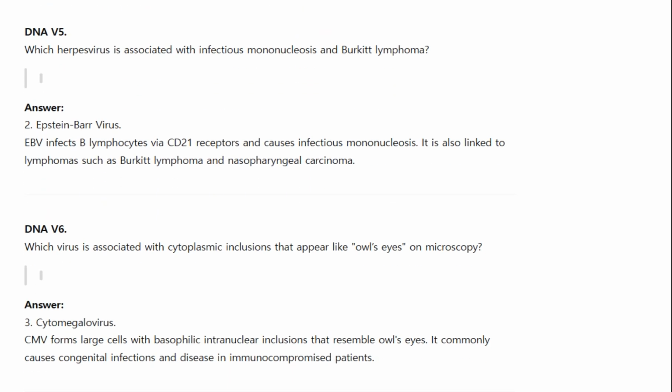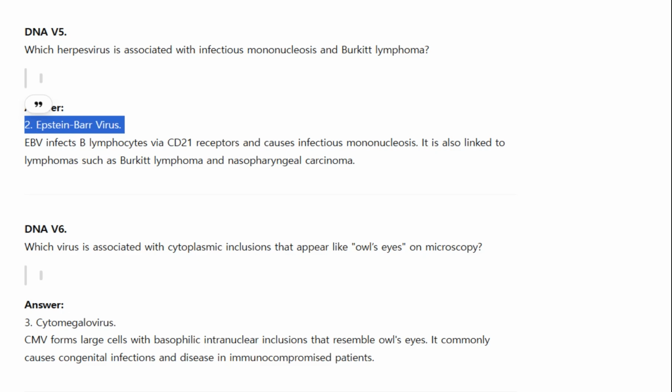DNA V5. Which herpes virus is associated with infectious mononucleosis and Burkitt lymphoma? Answer: 2. Epstein-Barr virus. EBV infects B lymphocytes via CD21 receptors and causes infectious mononucleosis. It is also linked to lymphomas such as Burkitt lymphoma and nasopharyngeal carcinoma.